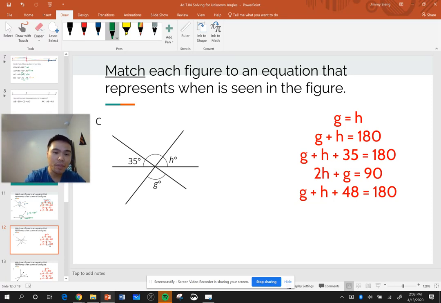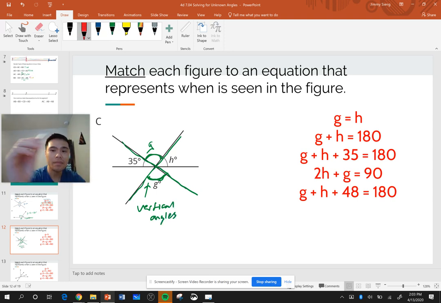So don't stress too much because, again, here I have crossing lines. Do you notice anything about G? So if G is right there, I could say that the angle across is also G because vertical angles, okay? So those are vertical angles. In this case, it's literally vertical, right?